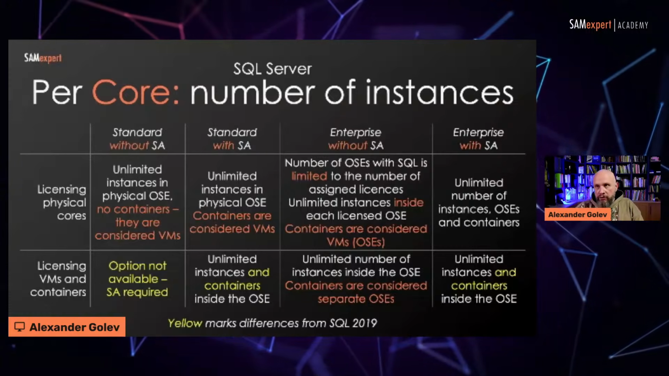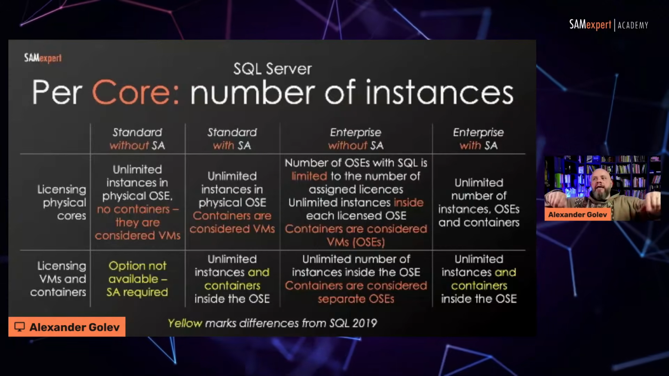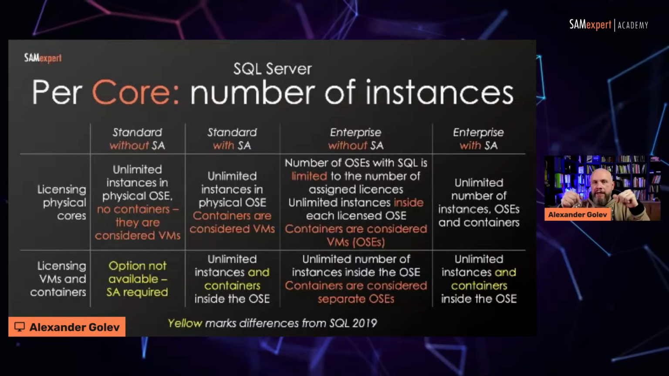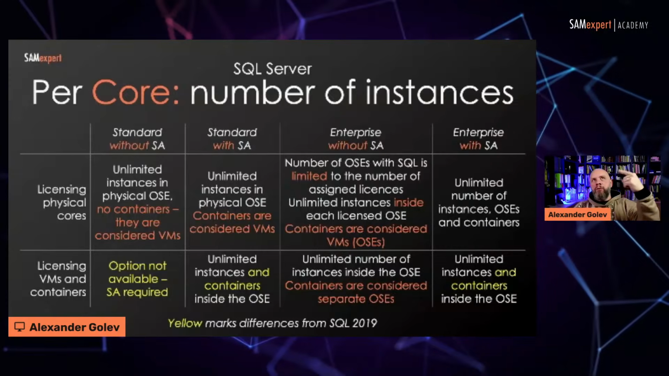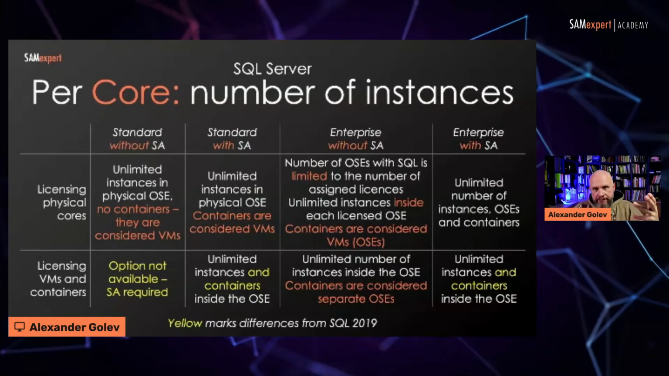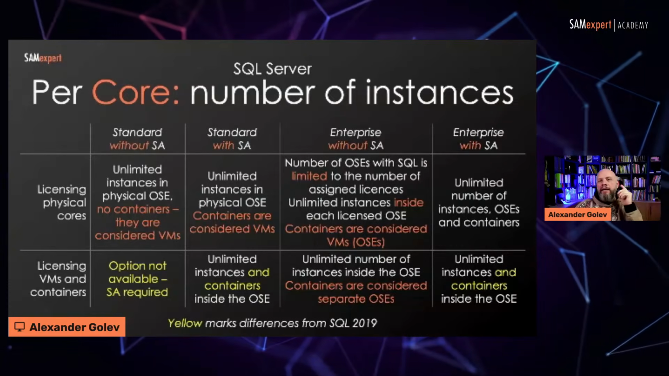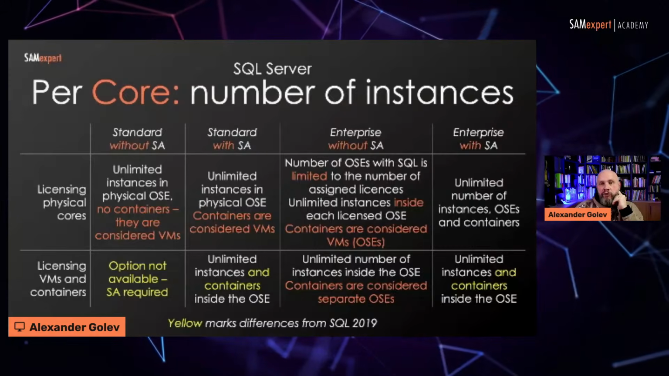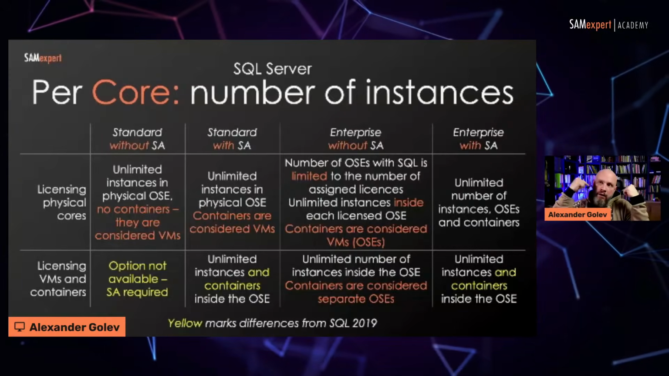SQL Server Standard with software assurance: if you license physical cores, the physical operating system, then you get unlimited instances inside the operating system itself. But containers, even deployed in the same operating system, are treated as if they were separate virtual machines. So you must treat them as separate virtual machines, which is completely different. And I don't know why. It's mind-boggling. When you assign SQL Server Standard licenses with software assurance to virtual machines, then any containers inside that virtual machine are unlimited.